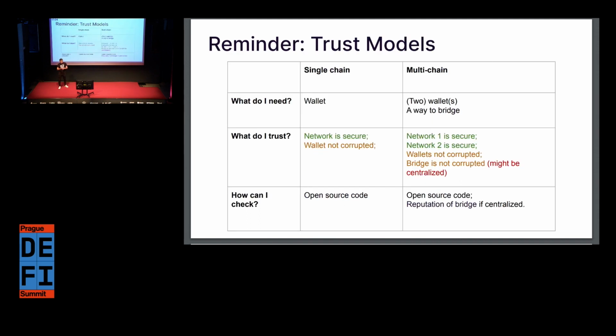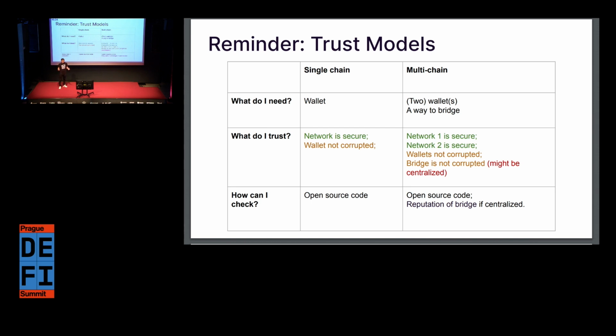Now, before we dive into some more details, let's remember trust models, right? If we're still in a single chain, what we're using and what we need is a wallet. We trust that the network is secure. We hope that the wallet is not corrupted, and we verify this by looking at the open source code of the community and so on. Now, if we go multi-chain, and let's say we're using 2 chains, suddenly we have potentially 2 wallets. In some cases, we might be able to use MetaMask or different multi-chain wallets, but in the end, you're actually still managing 2 accounts, even if the wallet abstracts and hides it for you.